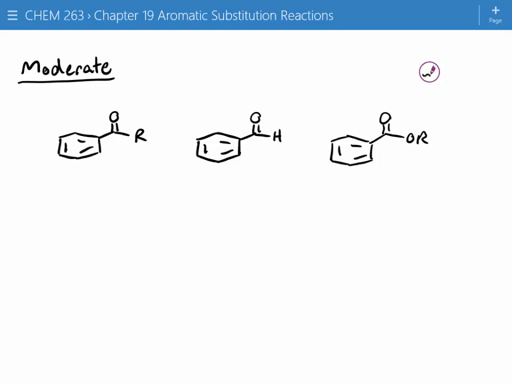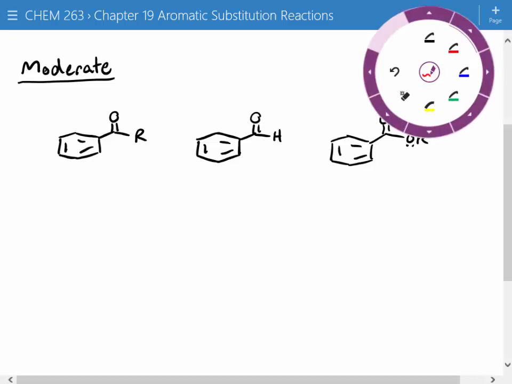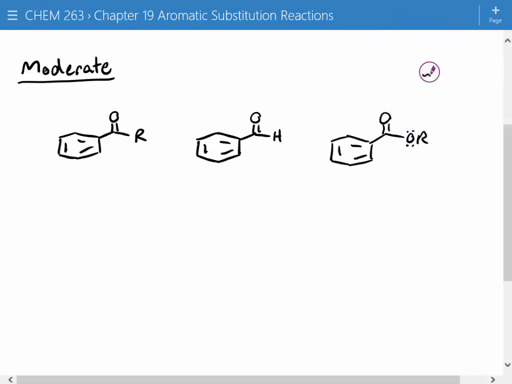Why isn't that one a competing one? If you think about it, if the oxygen were to donate electrons in and out, that's not necessarily pulling electrons out of the ring, right? But if that oxygen were on the interior side, meaning between the benzene ring and the carbonyl group, then it would be competing. All right, so let's draw a couple more.